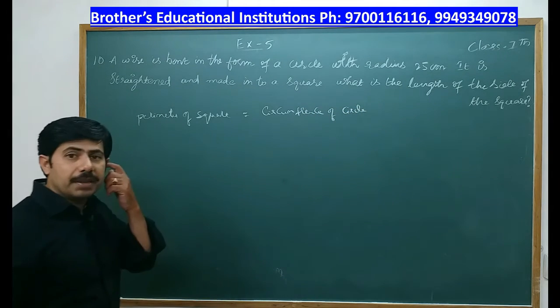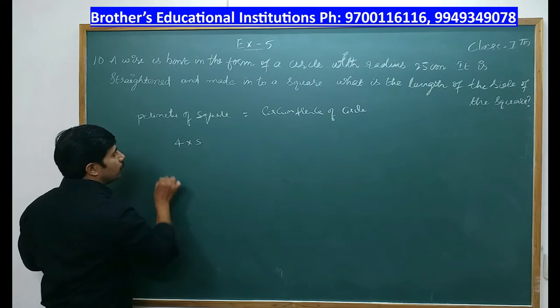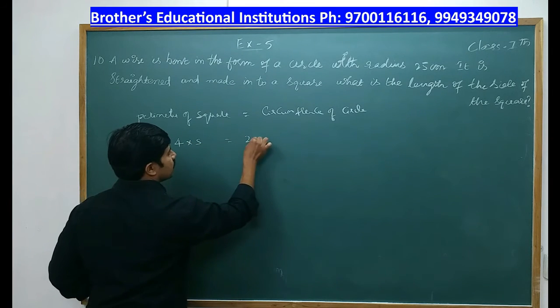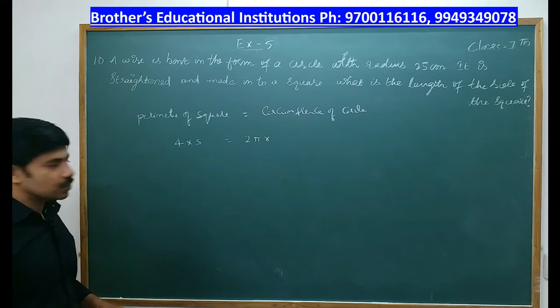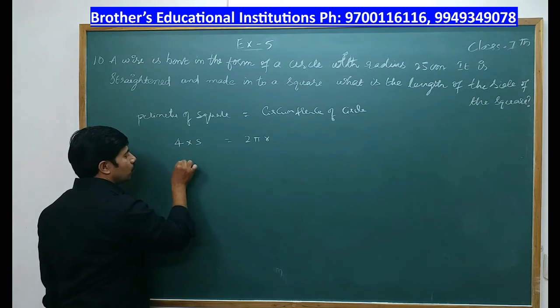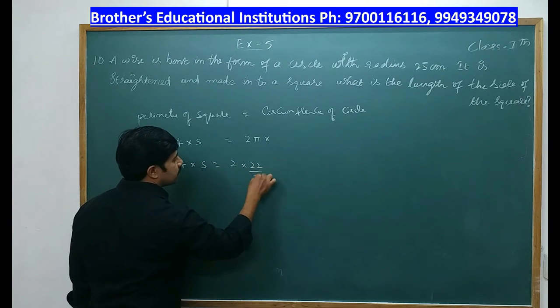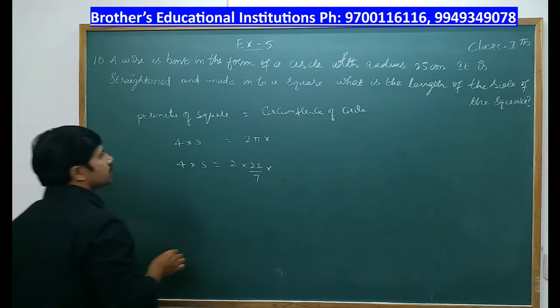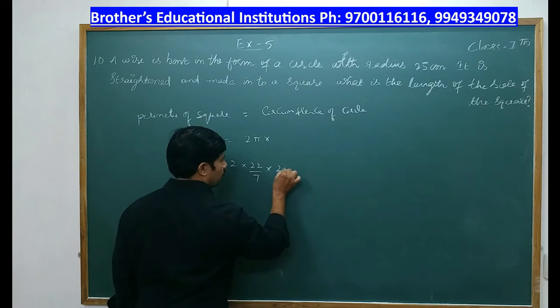Now what is the perimeter of a square? Perimeter of a square is nothing but 4 into side. Circumference of a circle is 2 pi r. So we have to find out the side of the square. So 4 into s is equal to 2 into 22 by 7 into the given radius of the circle, which is 25 centimeters. So I'll write 25.